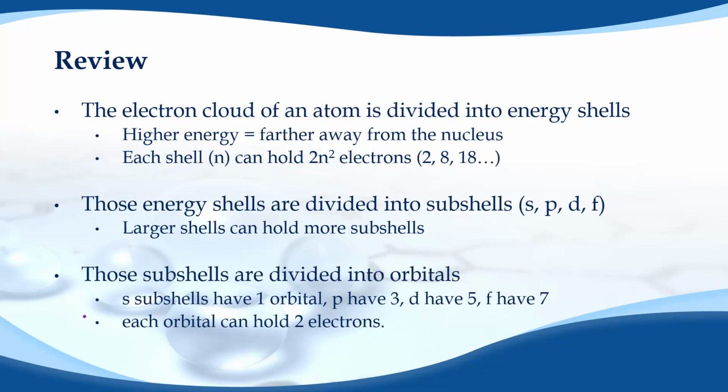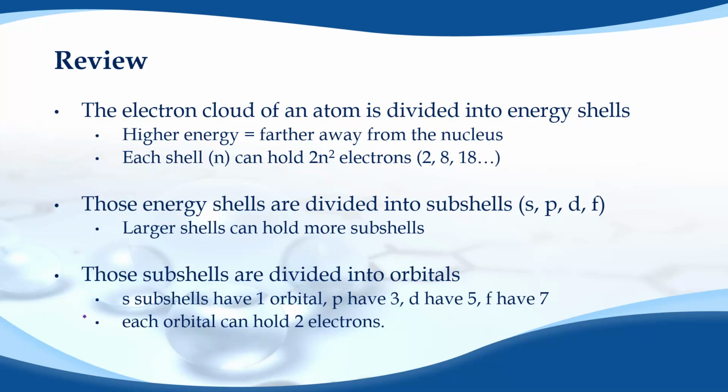Right, so our energy shells, the higher the energy shell is, the farther away it is from the nucleus, and every energy shell can hold 2n squared number of electrons, so 2, then 8, then 18, etc., etc. The larger a shell is, the more subshells it can have. The first energy shell is so small it can only have an s subshell, but the third energy shell is much larger, so it's allowed an s, a p, and a d subshell.